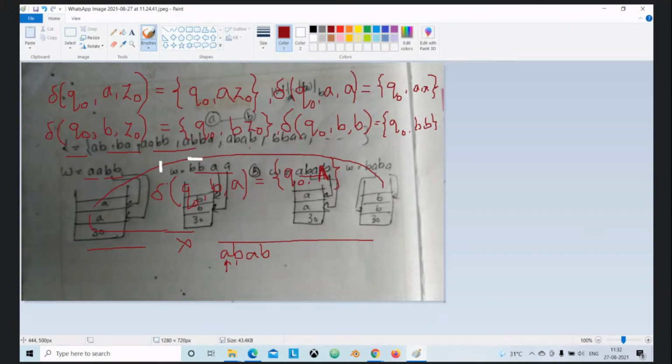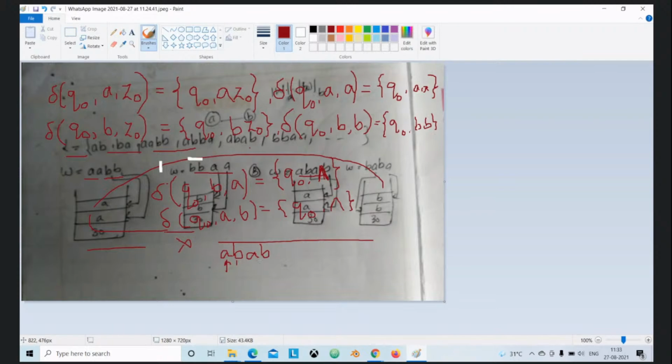Likewise, for the Q naught state, it can happen that you're reading an A and our stack top is B. So in that case, what should we do? Should we push or pop, because this is different? We should do a push. Okay. So for B, we are popping an A, and for an A, we have to pop a B. Got it?